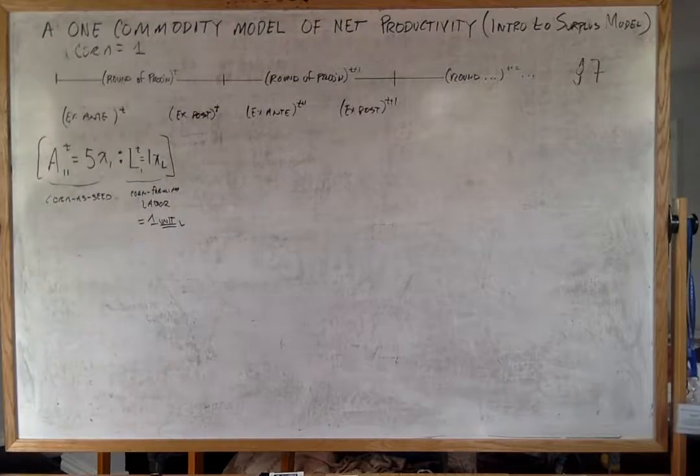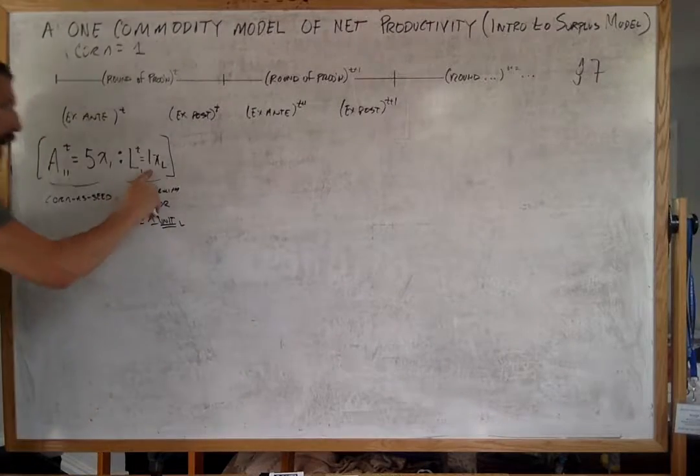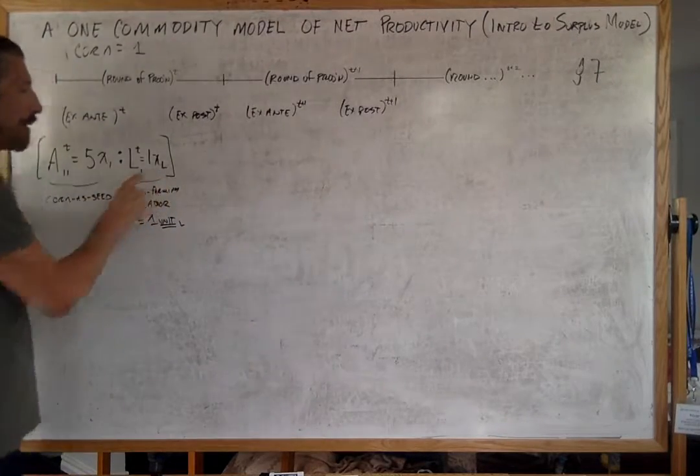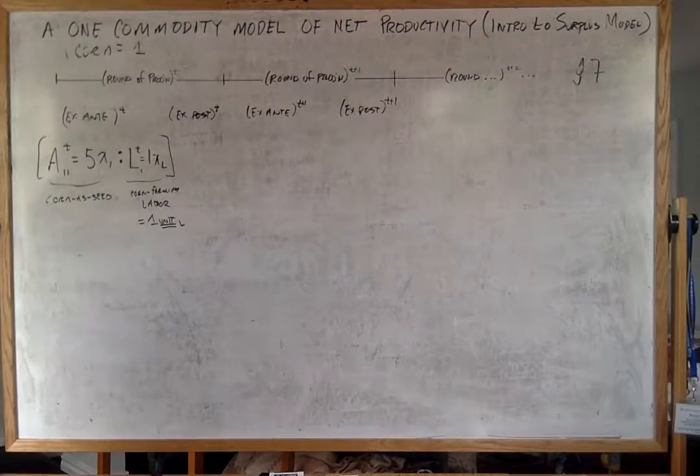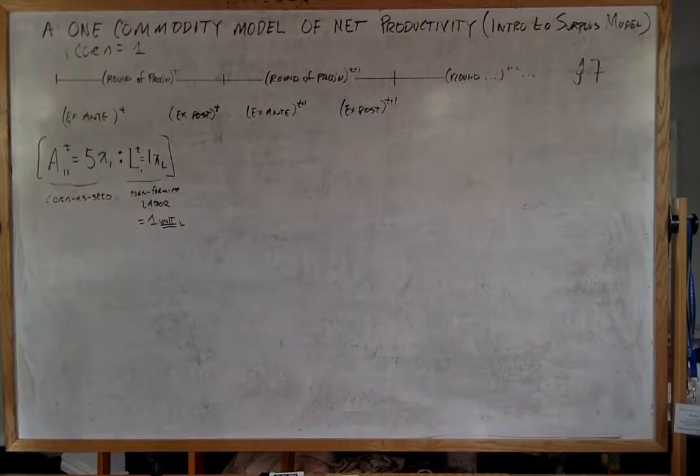Sraffa does a similar thing in his model, but what Sraffa will do is he'll make the labor input equal to 1 scalar. He makes it equal to 100%. He goes to the share approach.